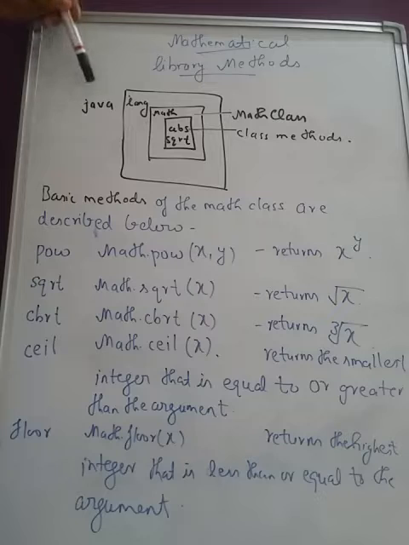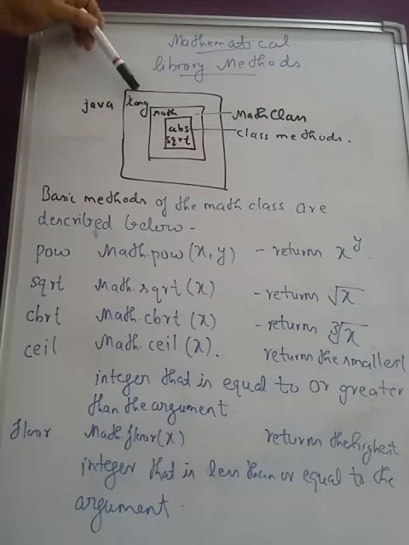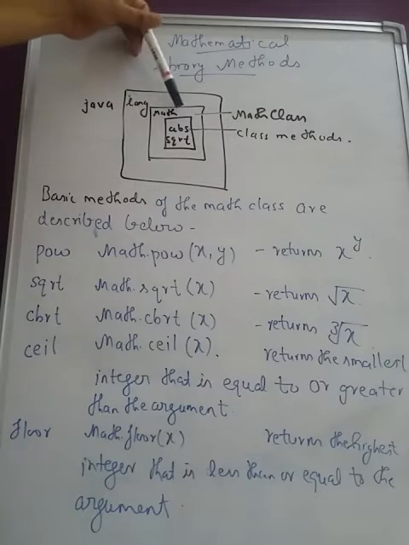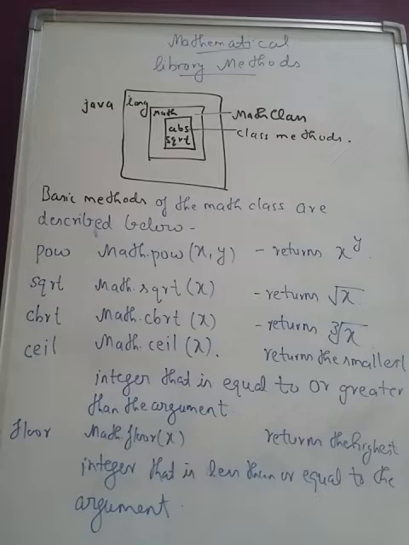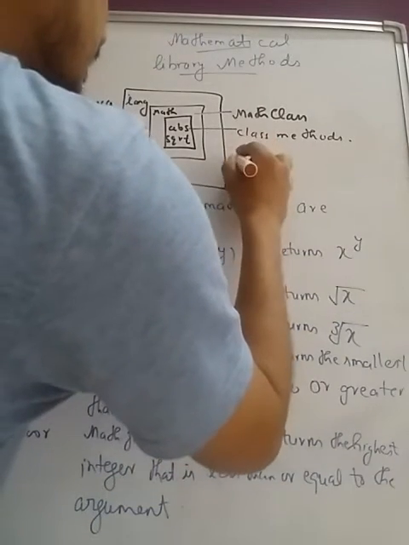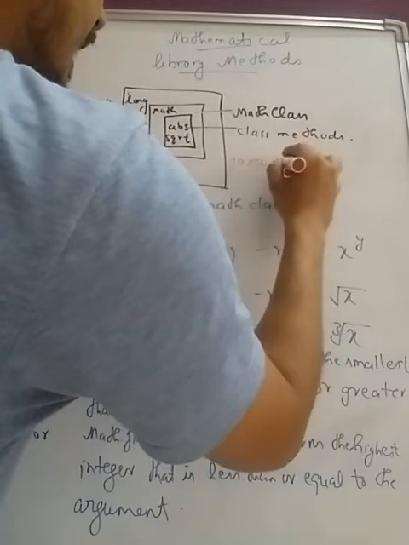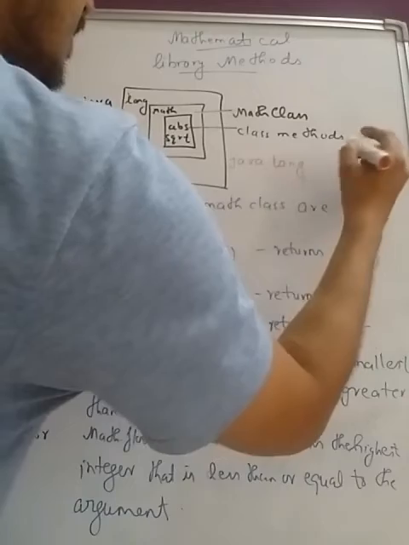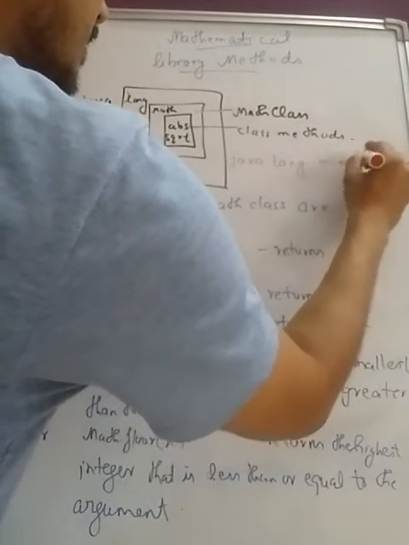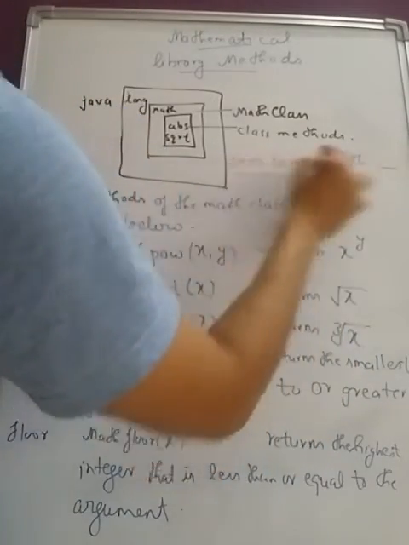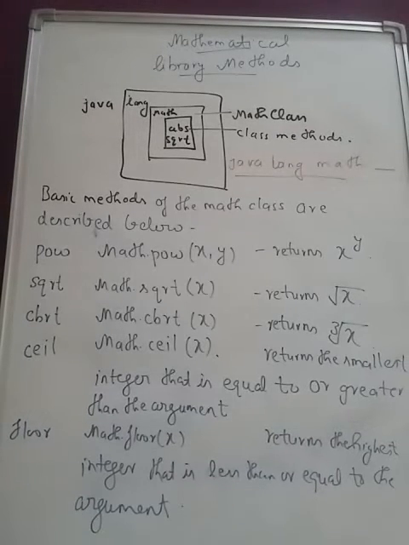Like in this example you can see that this mathematical library method is included in the main package, that is Java, and in Java it is included in the lang or language package, and in this you will have the sub package Math. So it goes like java.lang.Math. In this sub package all the kinds of mathematical library methods are included.